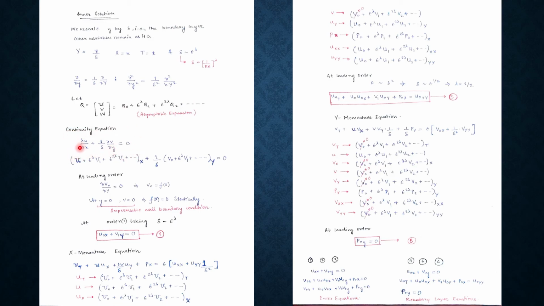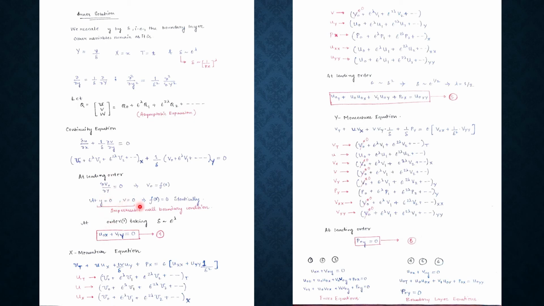When we put the expansions for u and v and analyze the leading order terms, at the leading order there will be only ∂v0/∂y. The leading order will be the lowest order of epsilon, that is epsilon to the minus lambda. We'll get this, and then we'll get that v naught is only a function of x since its derivative with y is 0.